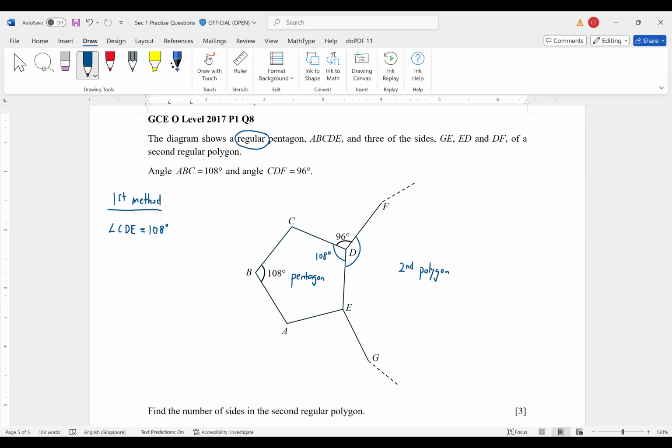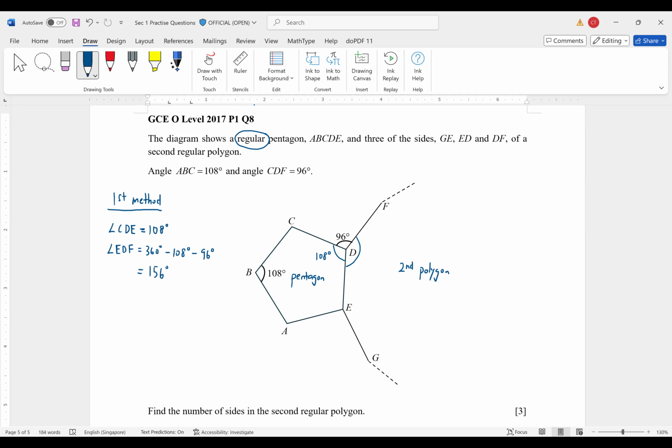This means that we can find the interior angle of the second polygon very easily, this angle EDF over here, by taking 360 minus the other two angles. So angle EDF will be 360 degrees minus 108 degrees minus 96 degrees. This is an angle at a point. So let's calculate this: 360 minus 108 minus 96 gives us 156 degrees.